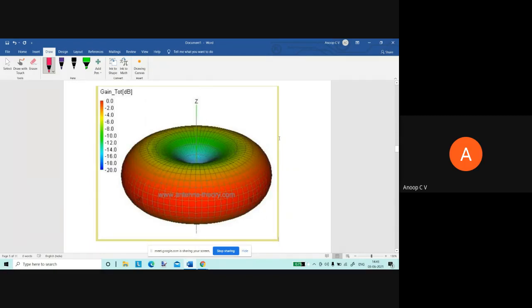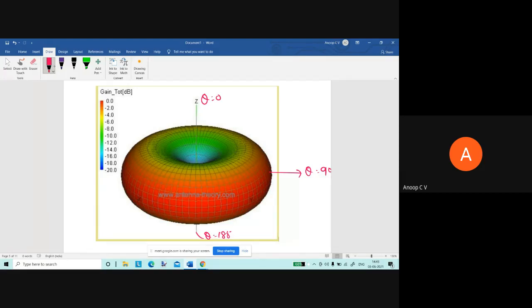So you can see theta equal to 0, and maximum radiation is along theta equal to 90 degrees, and again we have a null at theta equal to 180 degrees. Dealing with this 3D is going to be very difficult. So instead of that, what we can do is, now this antenna is placed along the z-axis.